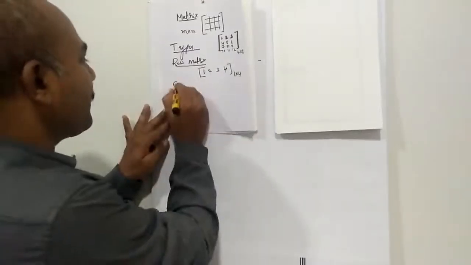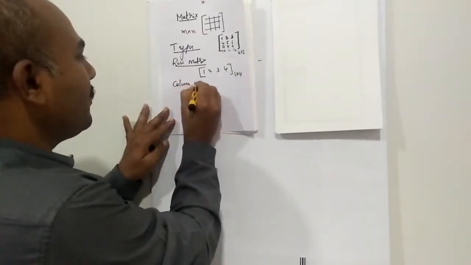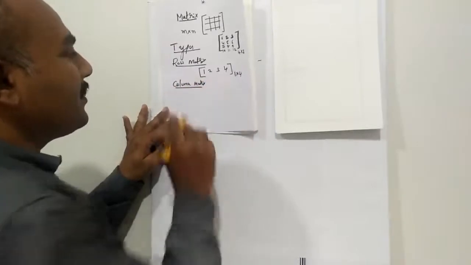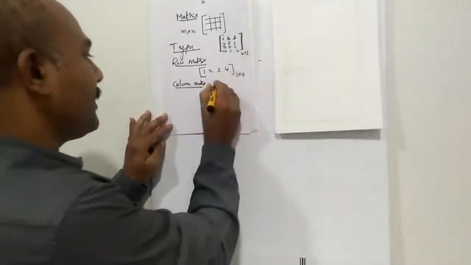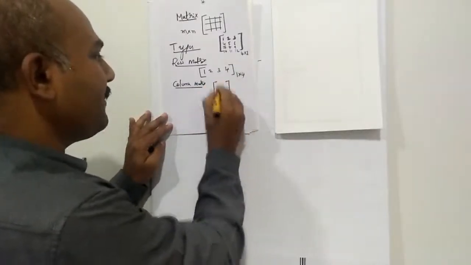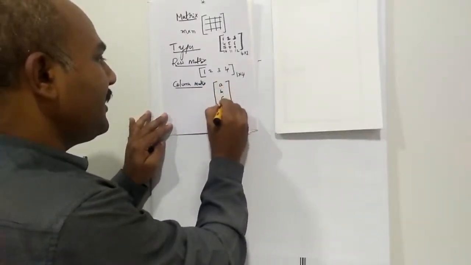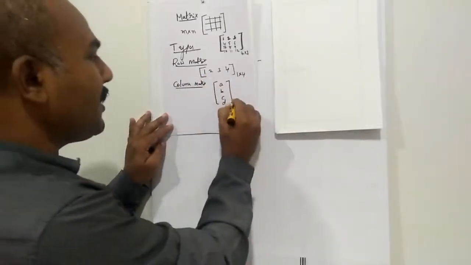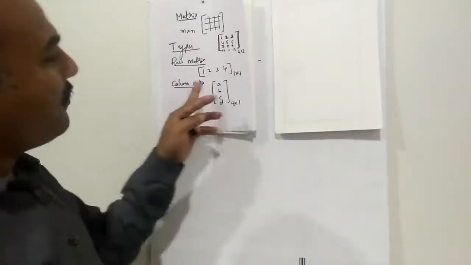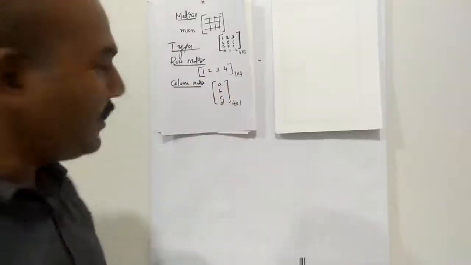And column matrix. So what is a column matrix? A column matrix means the matrix which consists of only one column and any number of rows. So this will be represented as A, B, C, D. There are 4 rows but only one column. This is of the order 4 into 1. There are 4 rows and only one column.